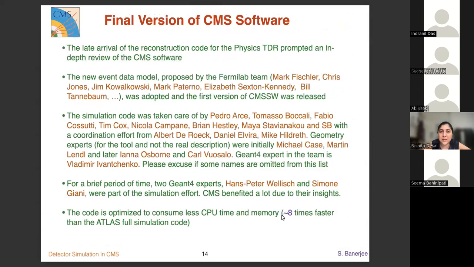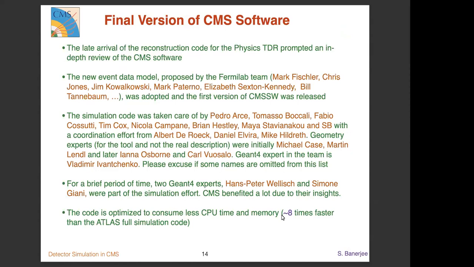Now, when Oscar and Orca were on the path to the final version, and Jim has already mentioned this, it started with the late arrival of the reconstruction code for the physics DDR. This prompted an in-depth review of the CMS software. I think Vincenzo and Lucia were summoned to Fermilab for this review, and I happened to be there at the time. Then there was a very severe criticism of the existing Orca code.